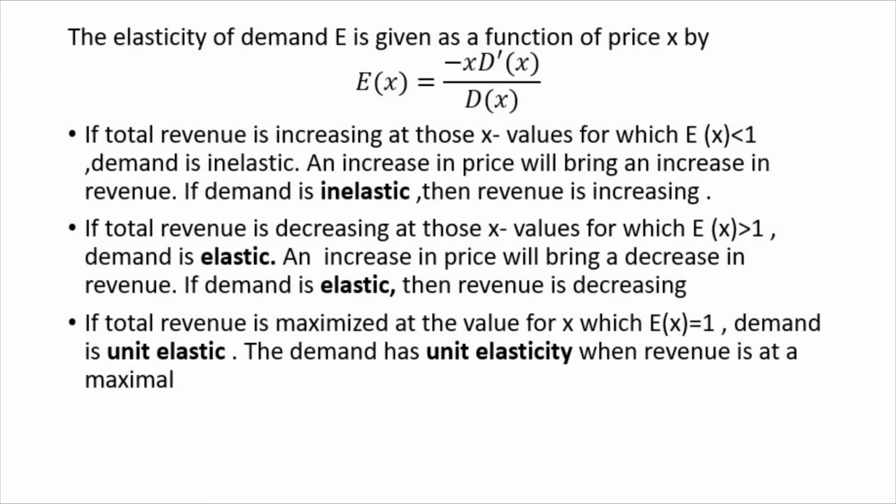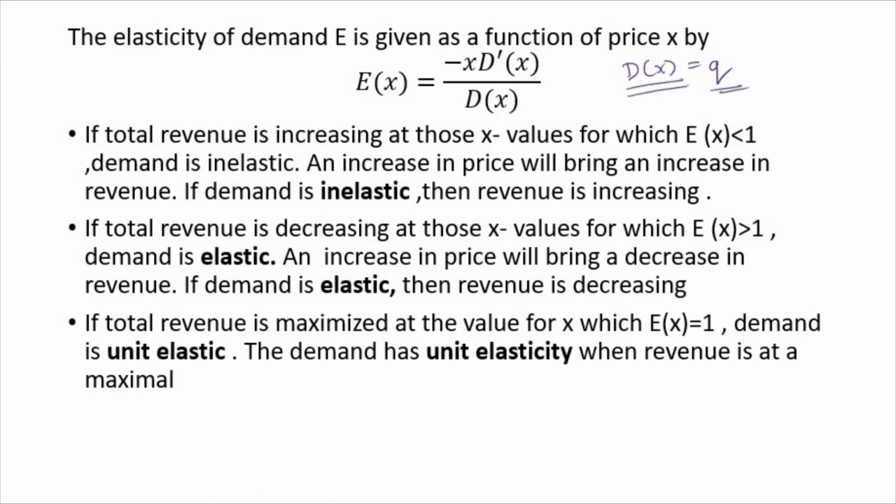Elasticity of demand, we're going to call it E of X, is given as a function of price X by E of X is equal to negative X times the derivative of demand function, D of X, divided by the demand function, D of X. So again, negative X, which is the price, times the derivative of the demand function, D of X, or sometimes we call it Q, over the demand function, D of X or Q. D of X sometimes is called Q.